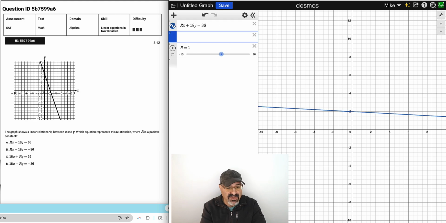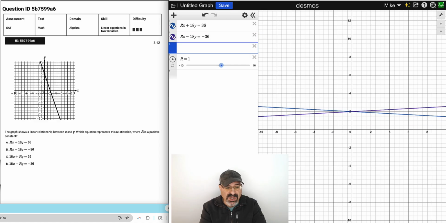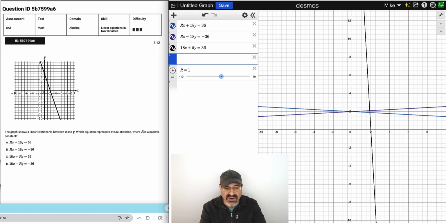So we have Rx minus 18y equals negative 36. And then we have 18x plus Ry equals 36. And finally, we have 18x minus Ry equals negative 36.